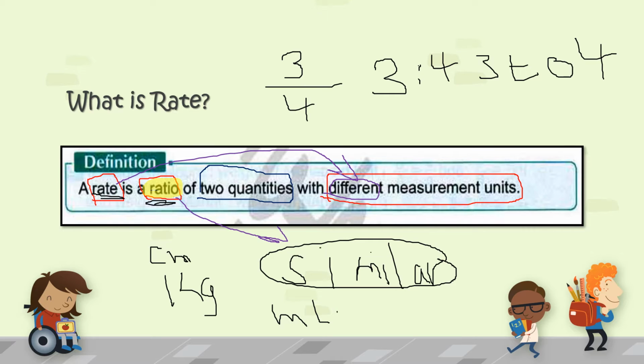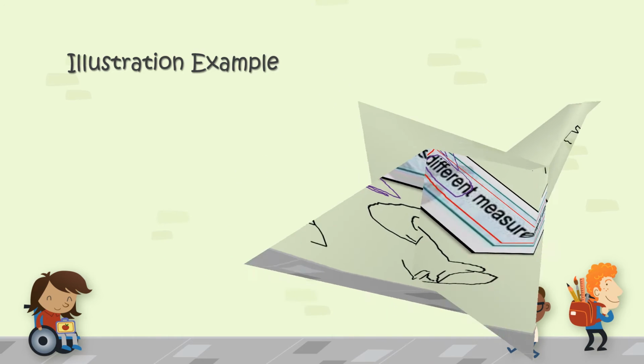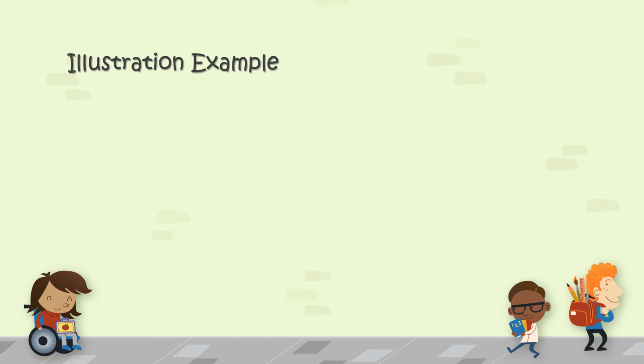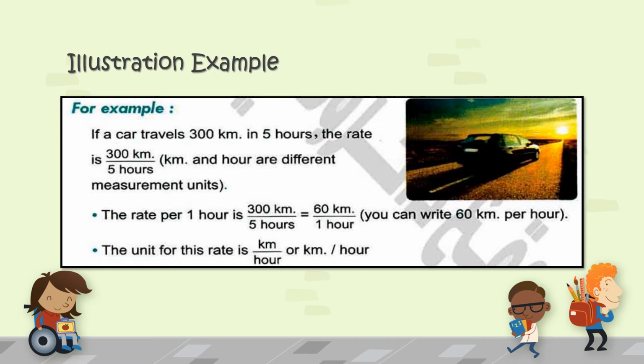We have weight units like kilograms, grams. We have length units like centimeters, meters, kilometers. We have capacity units like milliliters and liters, and so on. So we have here an illustration example. This example is going to help us know what rate is. So if a car travels 300 kilometers in 5 hours, its rate is 300 kilometers over 5 hours.